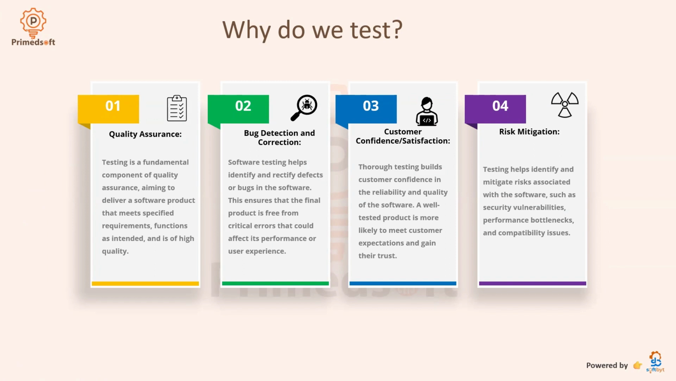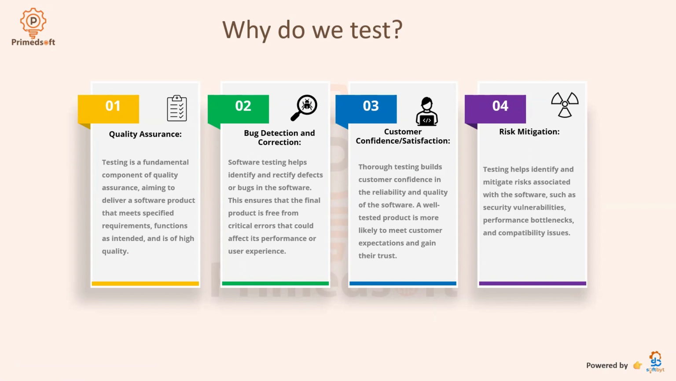We test to make sure of quality, basically to give quality assurance, right? So the first one we have is quality assurance. Then we have bug detection and correction, customer confidence and satisfaction, and risk mitigation. Those are a few of the reasons why we test. There are so many reasons why we test, so we'll go through them one after the other.